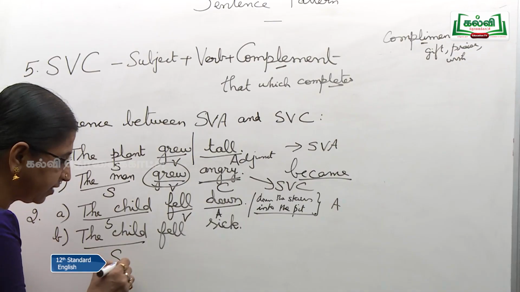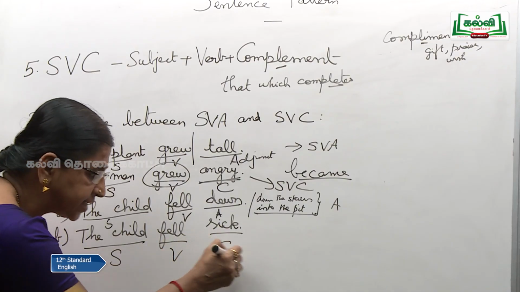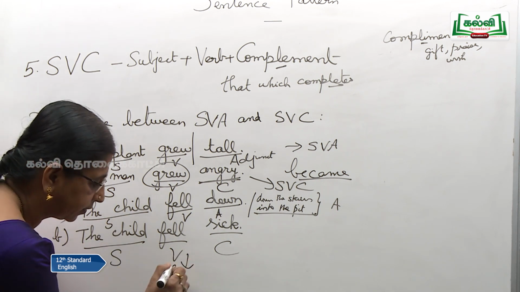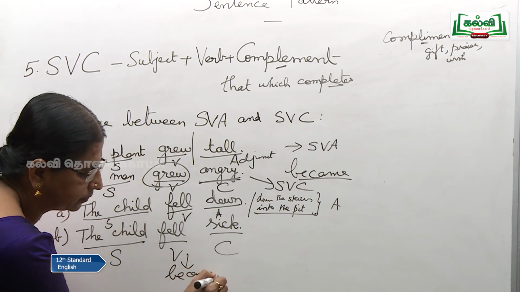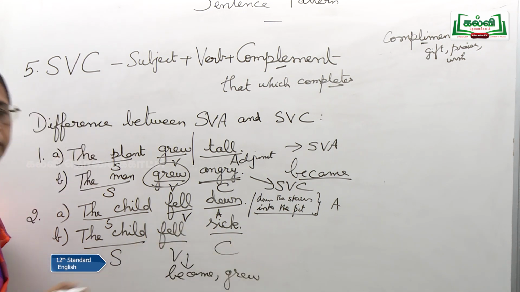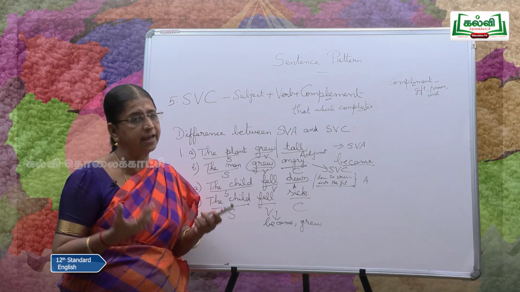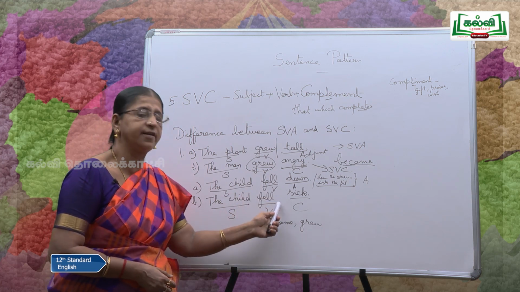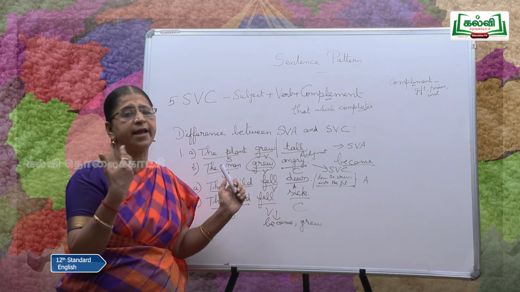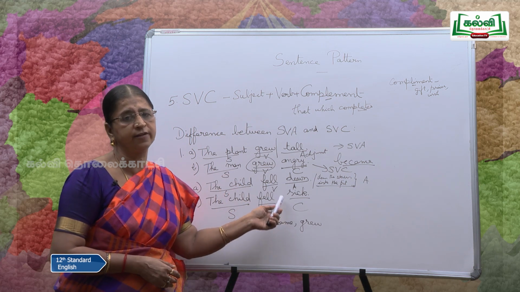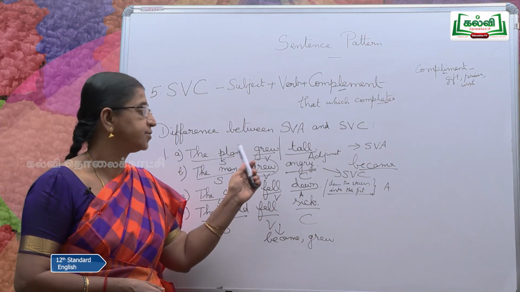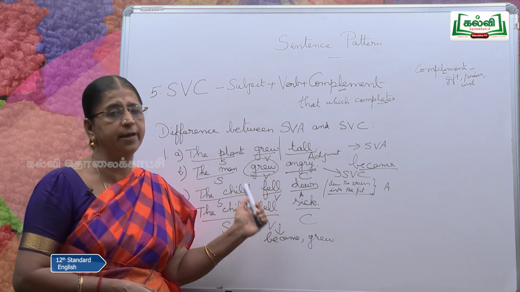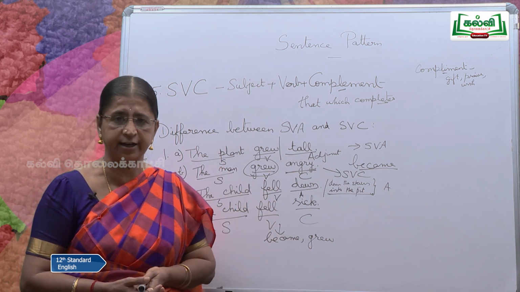But when I say the child fell sick, here again sick indicates became or grew. So the child became ill, the child became sick, and therefore this part is essential to complete the sentence, to convey the meaning I intend to convey, and therefore this becomes the complement here. So please analyze the sentences and understand the difference, then you would be able to classify the sentences correctly.